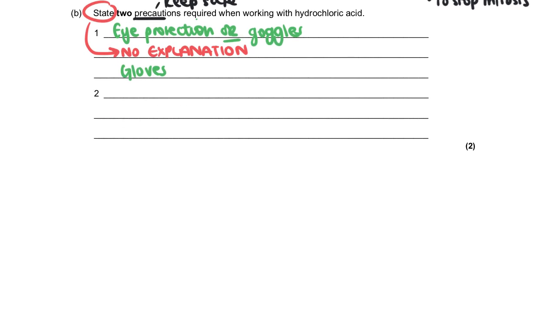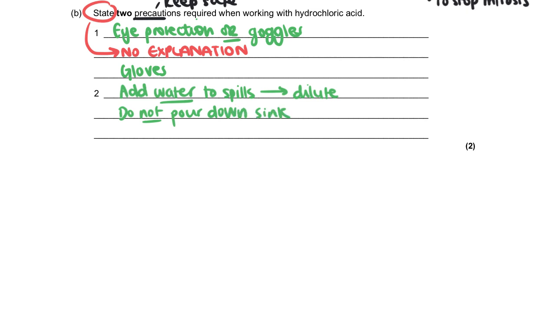If you do have spillages, you might want to say you can add water, and you have to say water specifically. That's going to have the effect of diluting the acid and make it slightly less corrosive, reduce the hazard associated with it. And then finally, we're going to make sure that we do not pour it down the sink. Again, these acids can be quite corrosive, so we don't want to put them down any material that is potentially going to corrode as well.